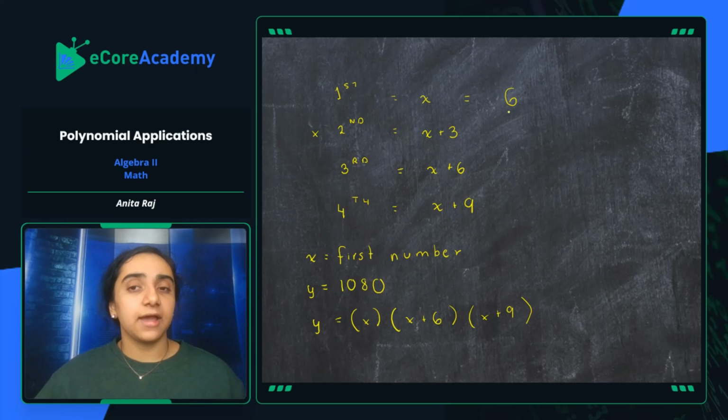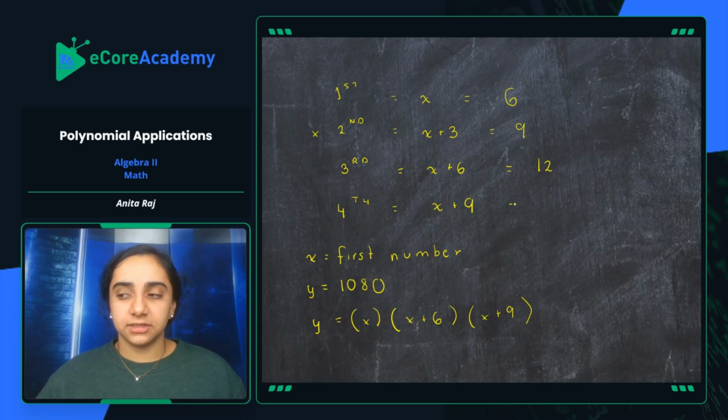And using x, using 6, you should be able to find out the other numbers because x is just equal to 6. So why can't you just plug it into all these other little equations we came up with? So if we're looking for the second number of x is equal to 6, 6 plus 3 should be equal to 9. 6 plus 6 should be equal to 12, and then 6 plus 9 should be equal to 15. So those should be your 4 numbers, and that would be how you found that.